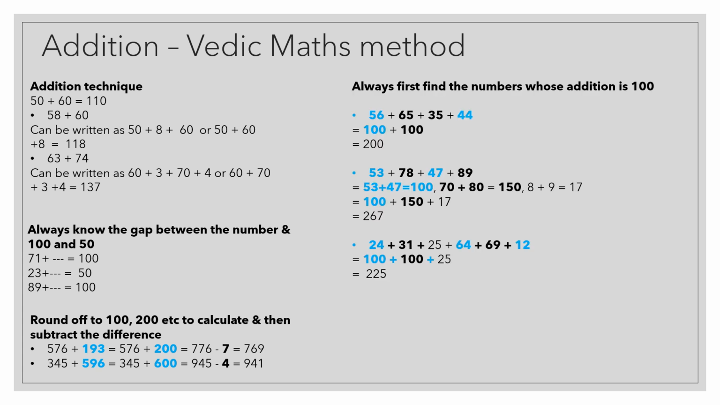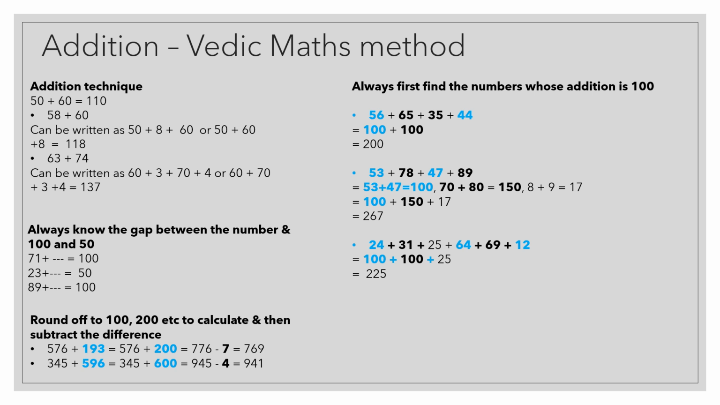Let's take a few more examples of adding to the nearest tens or hundreds. Take this example: 56 plus 65 plus 35 plus 44. In a traditional method, we always start calculating from the ones place, tens place, hundreds place, and so on and so forth. But in this method, you just try to find which are those two or three numbers that we can add up to make hundreds. In this case, 56 plus 44 is 100, and then 65 plus 35 is 100. So we just add 100 plus 100, which becomes 200.